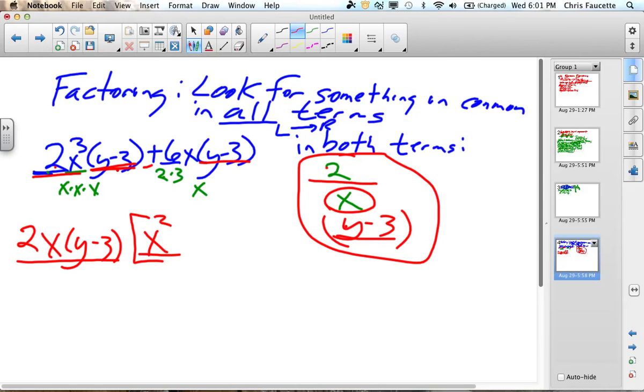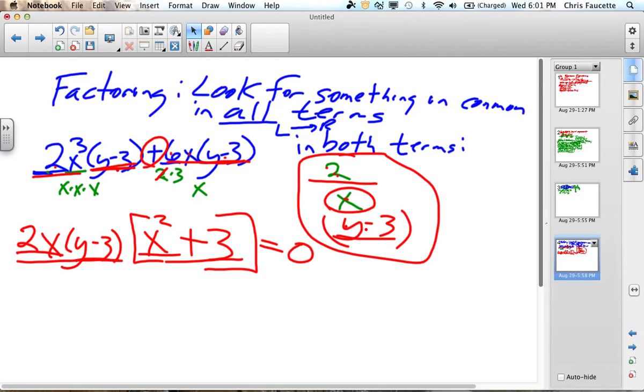So I'm done with this one. Plus, now I've got to do the same thing to this term over here. I'm going to factor or divide a 2 out of here, and that's going to leave me with a 3. And x out of here is going to leave me with a 1, and y minus 3 is going to leave me with a 1. And that is your factored form of this guy right here. This would be really nice when you solve and set them equal to 0, because you set that equal to 0, set that equal to 0, and set that equal to 0, and you solve each one individually. Okay.